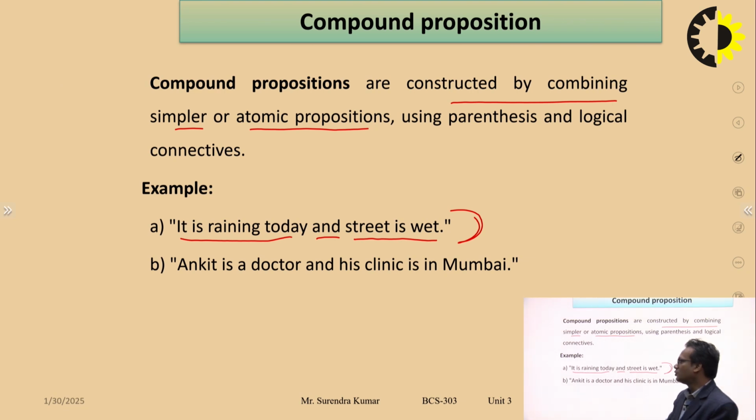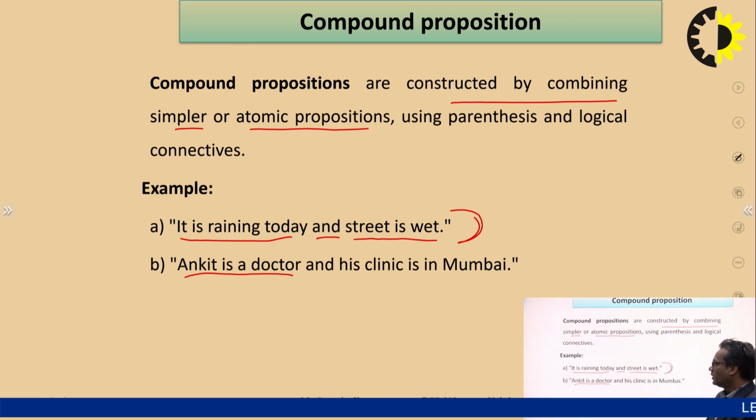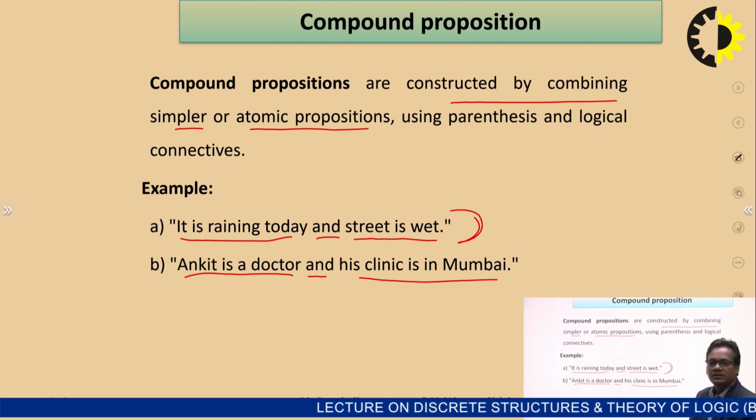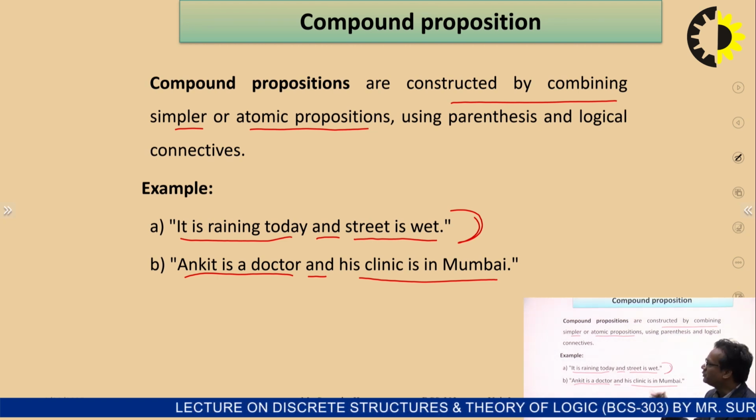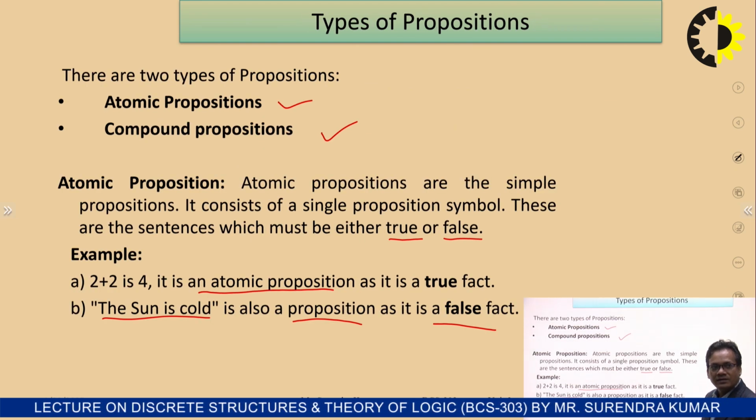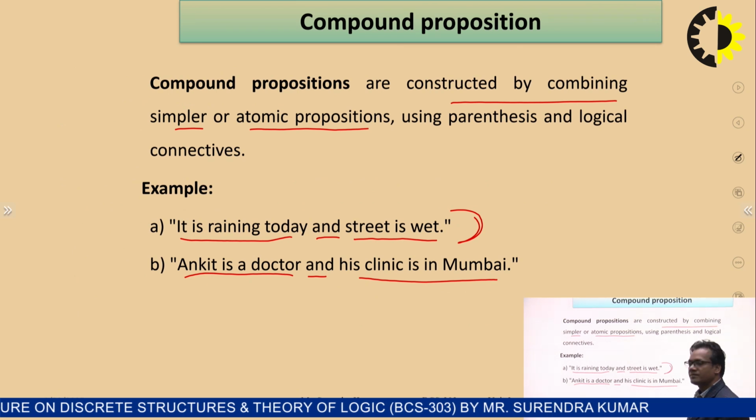We take example 2. Ankit is a doctor is again a simple or atomic proposition. The second one, his clinic is in Mumbai, is again an atomic proposition, but if we combine them with and, it will work as a compound proposition. So I hope you understand the difference between atomic proposition and compound proposition.